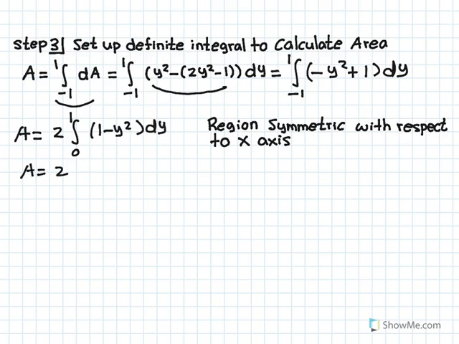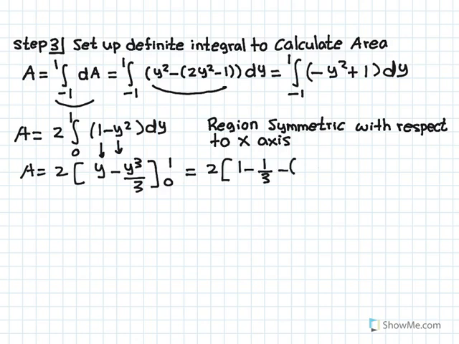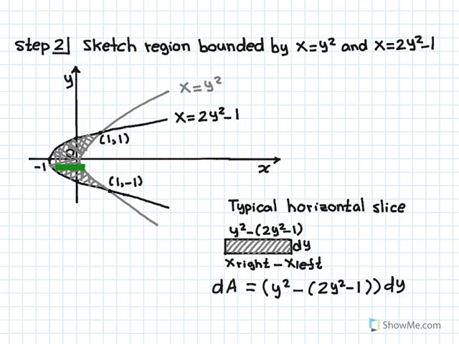So let's integrate this. We get area is equal to 2 times, integral of 1 is y, integral of y squared, reversing the power rule, is y cubed divided by 3, evaluated from 0 to 1. This is 2 times, applying the fundamental theorem of calculus, plug the upper limit in, we get 1 minus 1 cubed over 3, which is 1 minus 1 third, minus, put in the lower limit, 0 minus 0. And we get 2 times 2/3. The entire area is 4/3. Let's illustrate that on the graph. The entire area, this whole shaded area, is 4/3.